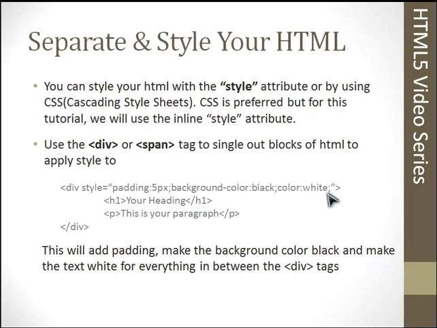So what this means is this block right here, first of all, is going to have a padding of 5 pixels. So it's going to have 5 pixels on each side of it, a space with 5 pixels on each side. And the background color of the entire div will be black. And the color is actually the text color. So the H1 in the paragraph will be white text. And I'm going to get into this very soon when we start our first project, our first small web page.